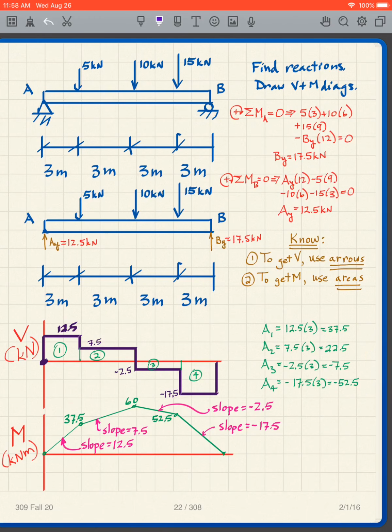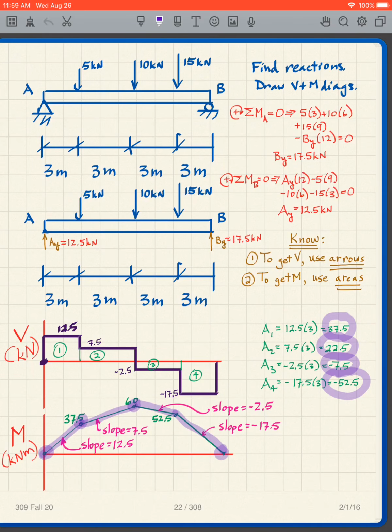Okay. So I start at 0. My A1 is 37.5. I go to 37.5. Then the next area is 22.5. So again, I'm working left to right, so I add that in, another 22.5. That takes me to 60. Then I have negative 7.5. It takes me to 52.5. And then I have negative 52.5, which takes me down to 0.